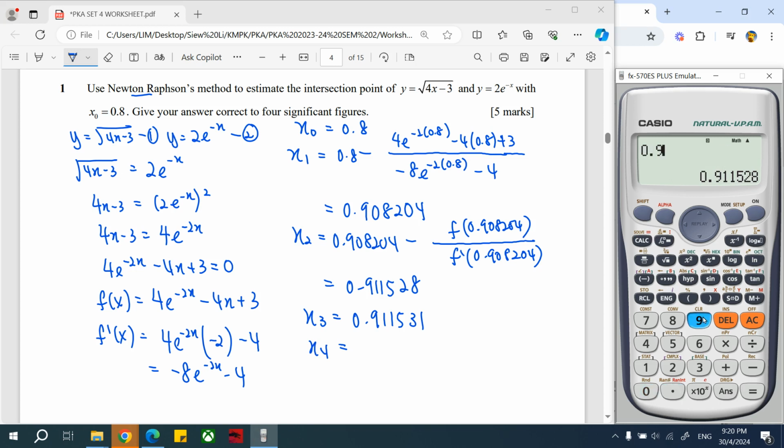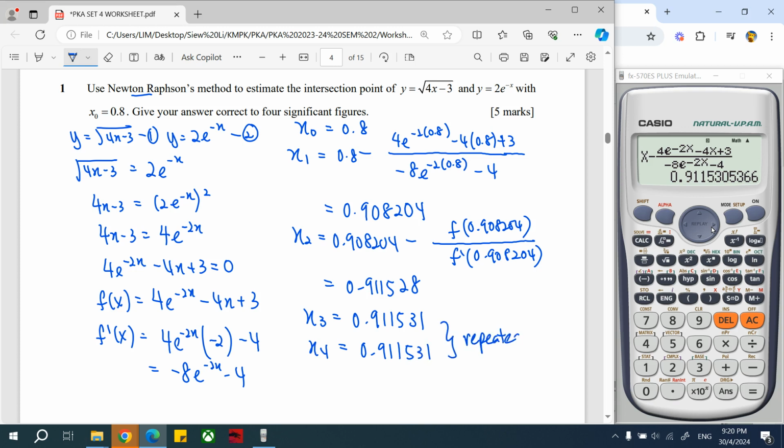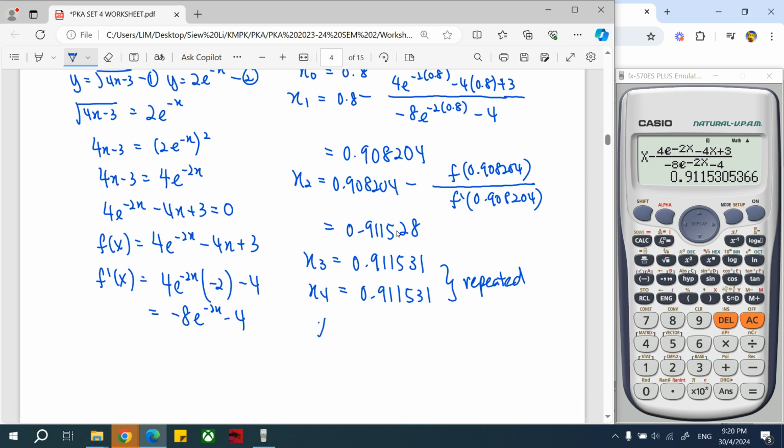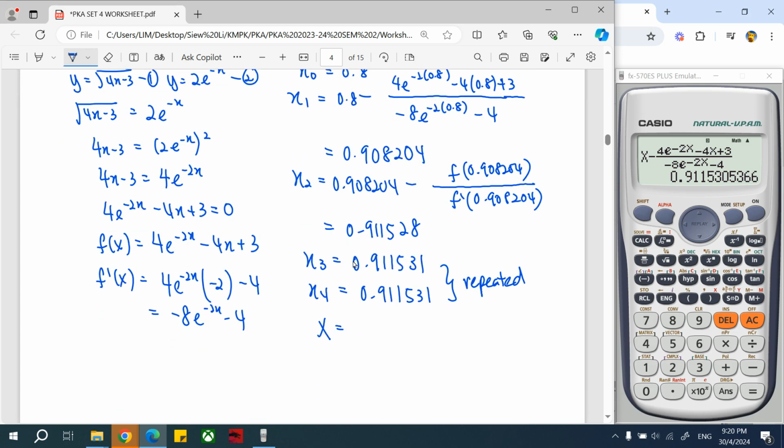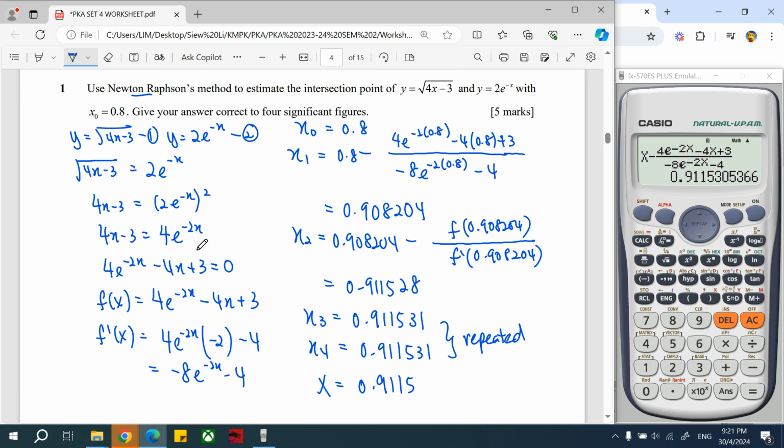So calculate again. Then we will notice that the value of x is repeated. Therefore, we can come to our conclusion where the x that we can approximate for 4 significant figures is 0.9115. So this is just the x coordinate for this intersection point.